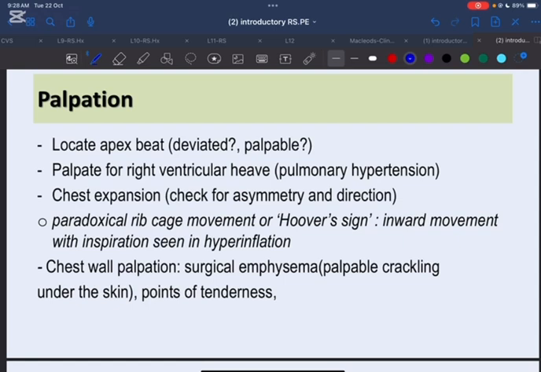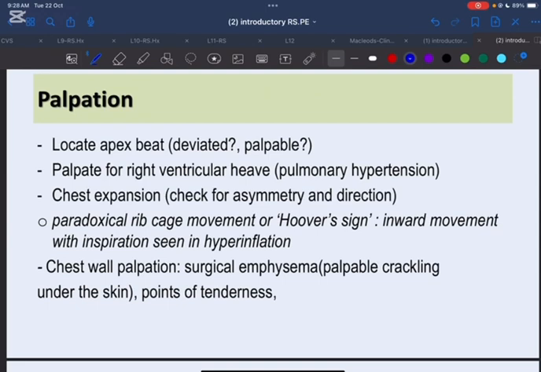Tenderness also, when you start palpating, you either look at his face while you are palpating or you ask him if there is any pain, and you start away from the site of the pain. Then just normal palpation wherever there is tenderness, especially when they come with chest pain. Okay, good.